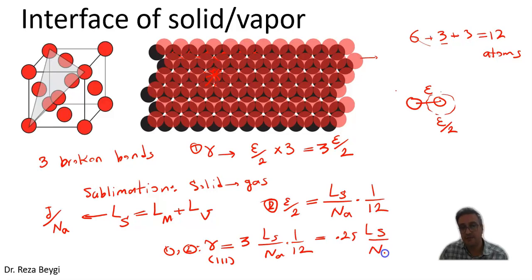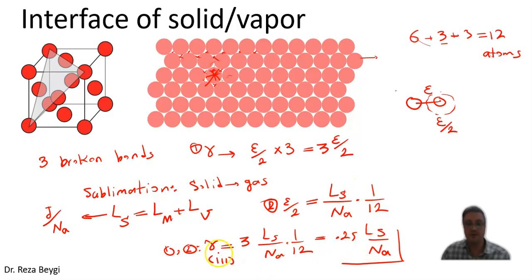divided by Na. We can calculate this amount of the surface energy for other planes, which I explain in our further videos. The unit of this quantity, I write it here, is joule per each atom on the surface.